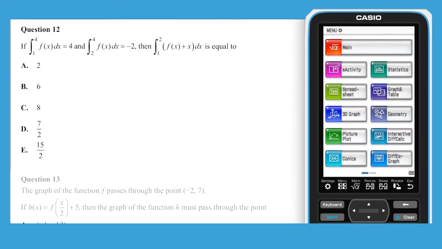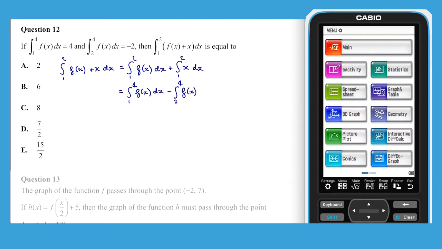Question 12. The definite integral required is the sum of f of x and x, and can be split into two definite integrals. The definite integral from 1 to 2 of f of x is equal to the definite integral from 1 to 4 minus the definite integral from 2 to 4.